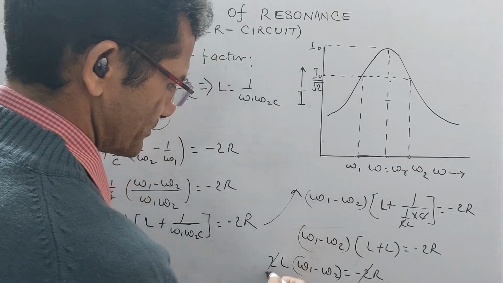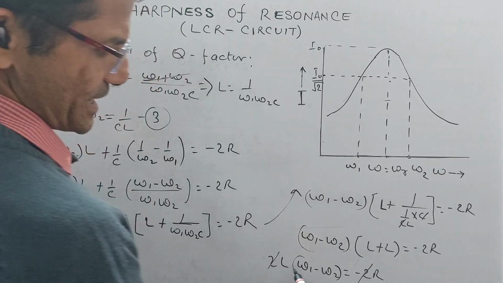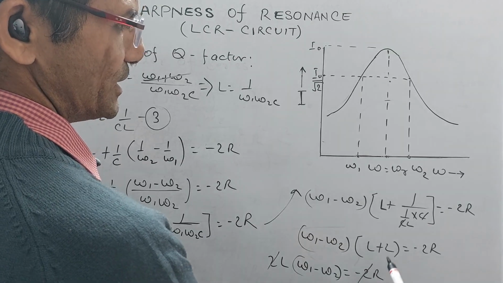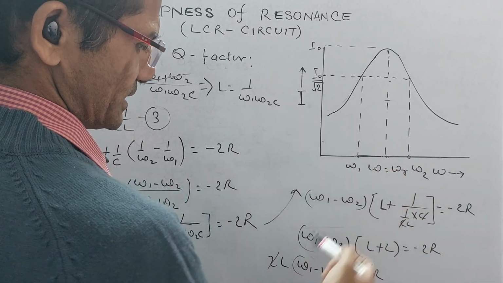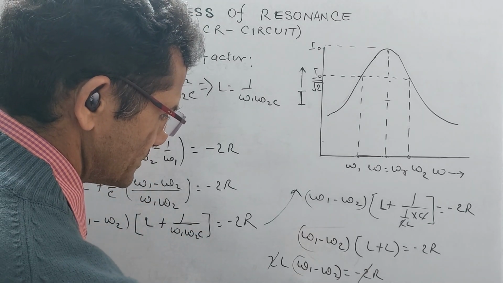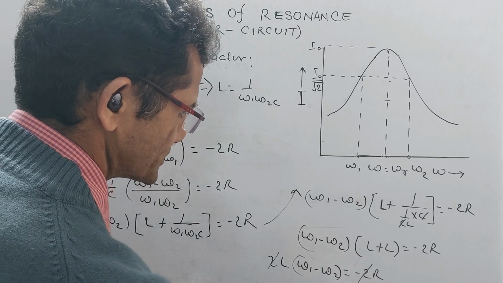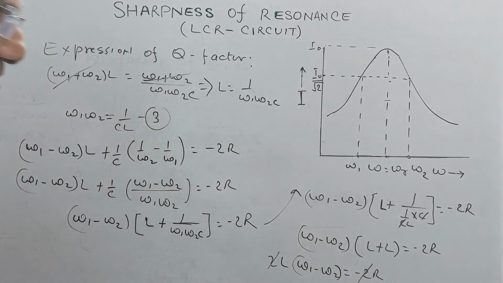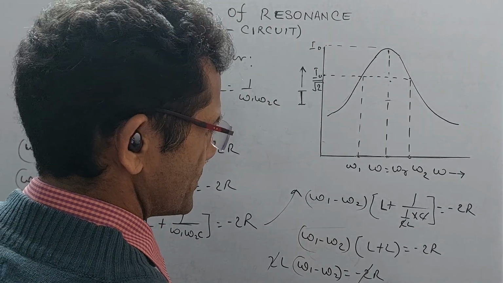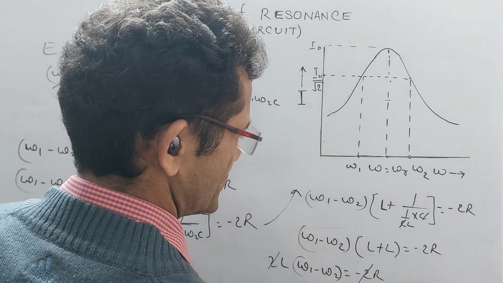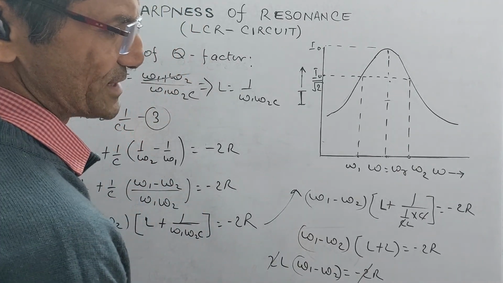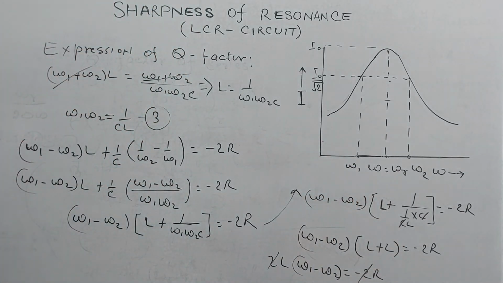If I remove 2 from here, so omega L times omega 1 minus L times omega 2 is equal to minus R. We know that omega 2 is greater than omega 1, so taking minus from here, I will be able to find minus L times (omega 2 minus omega 1) is equal to minus R. Minus is cancelled out, this becomes L times (omega 2 minus omega 1) is equal to R. From here I will be able to find omega 2 minus omega 1, which is the bandwidth, twice of the bandwidth of this series LCR circuit.